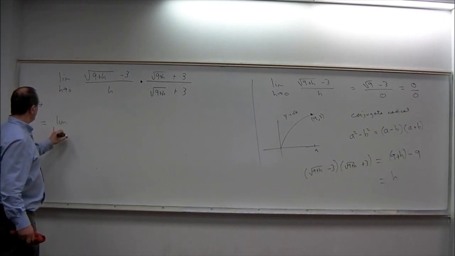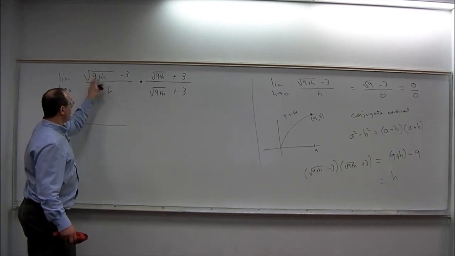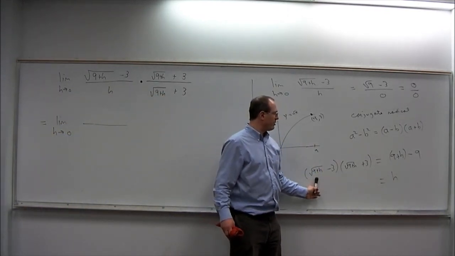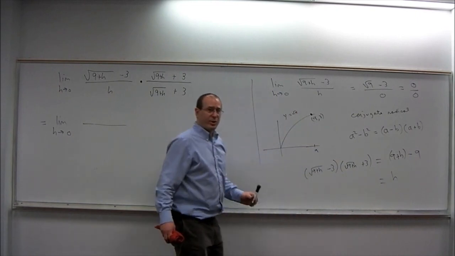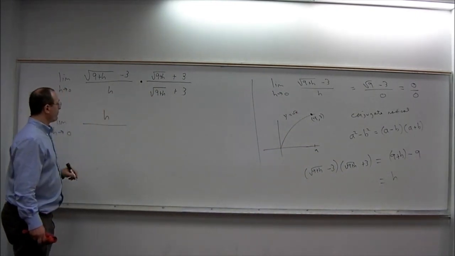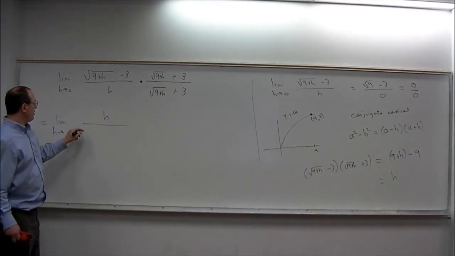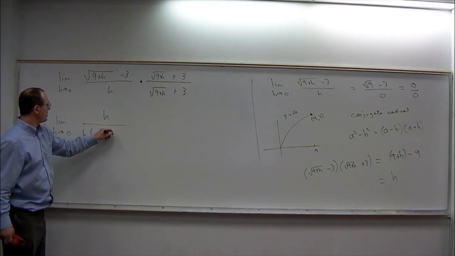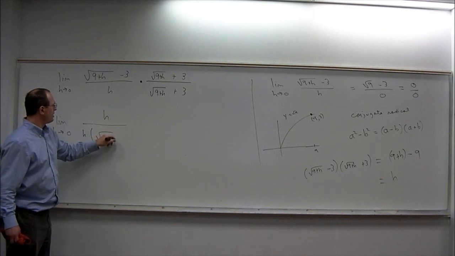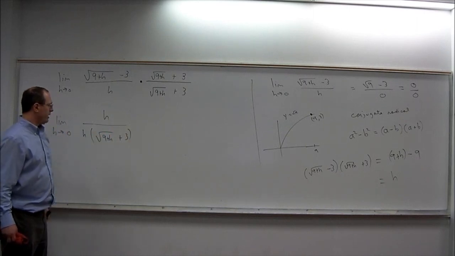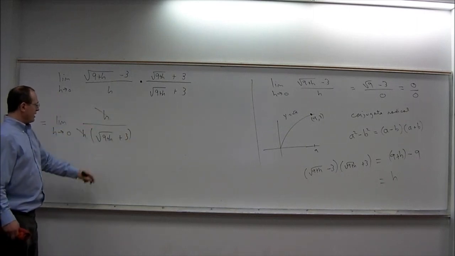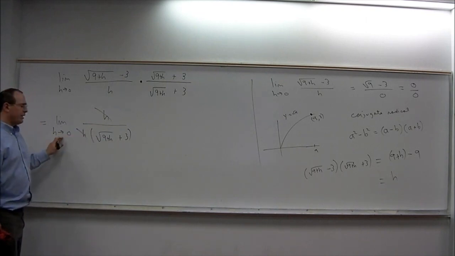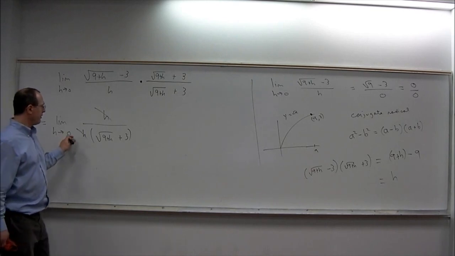And now we've already done the computation of the numerator. That was here. When you multiply those numerators together, it simplifies to h. And in the denominator, we have h times the square root of 9 plus h plus 3. And now the h's can cancel. And then once the h's cancel, we can plug in 0 for h.